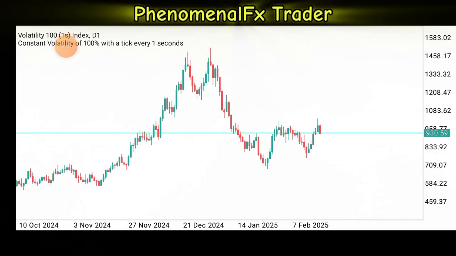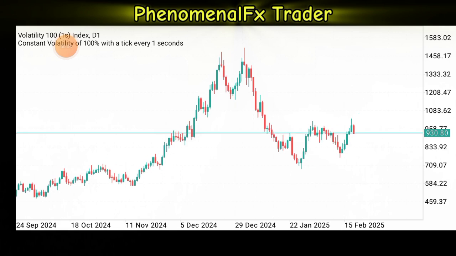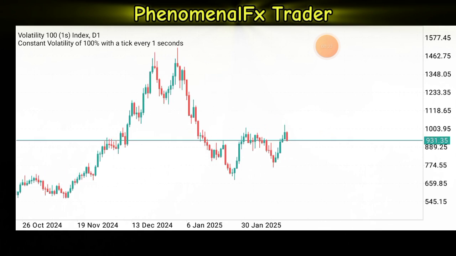All right, so in today's video I want to do an analysis on this particular pair to see if I can get an entry for some profitable trades. This is Volatility 101s Index, and I am on the daily time frame. I want to do a top down analysis, so watch this video to the end so you can learn how I analyze the market to get high probability trade setups that give me good profit.